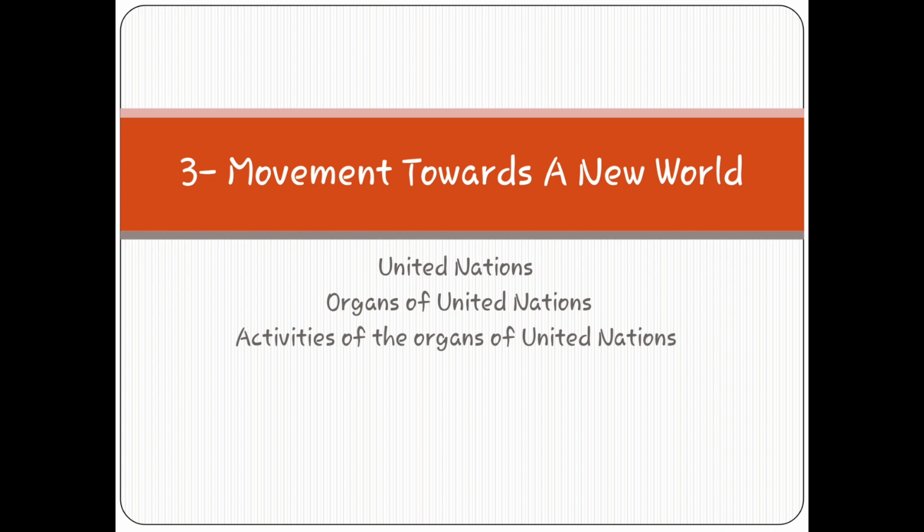Today we are moving to the last and the fourth section of chapter 3, Movement Towards a New World. Here we will discuss the formation of United Nations, the different organs of United Nations, and the different activities of the organs of United Nations.